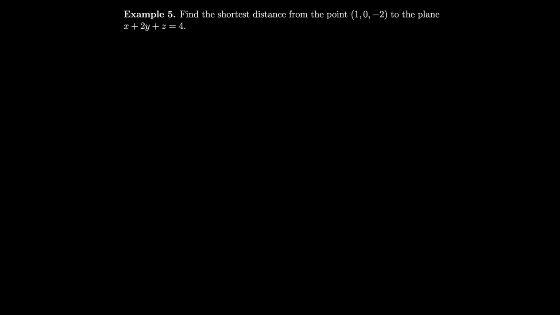Next up, let's find the shortest distance from the point to the plane. So we did this in section 12.5 using vectors, but here's an alternative method using our second derivative. So we could say that the distance D between a point x, y, and z and our point 1, 0, minus 2 is x minus 1 squared plus y minus 0 squared plus z minus minus 2 squared, so z plus 2 squared, and then we take the square root.